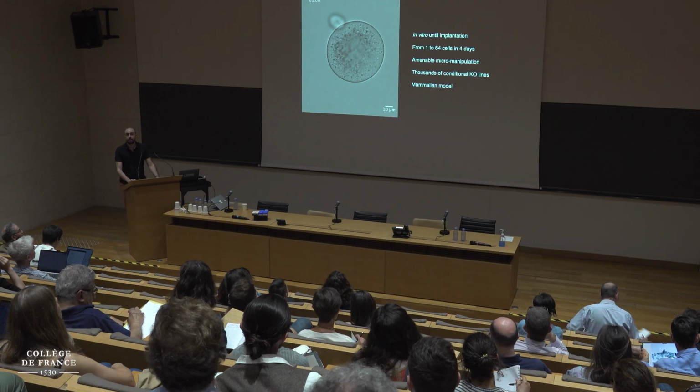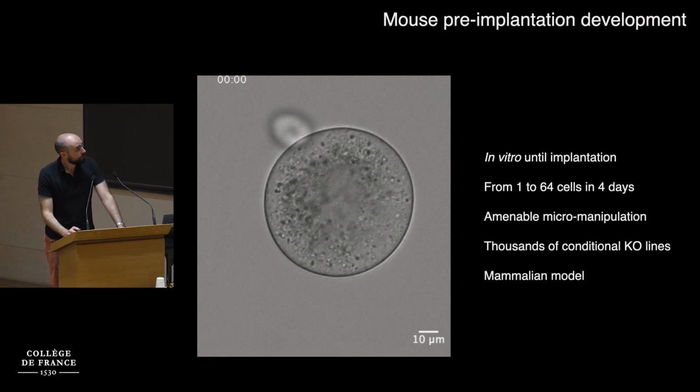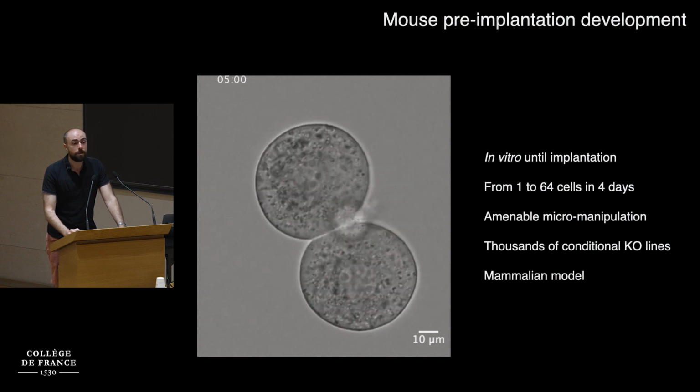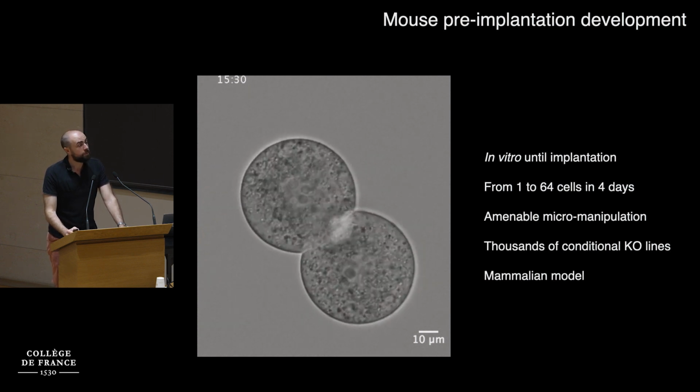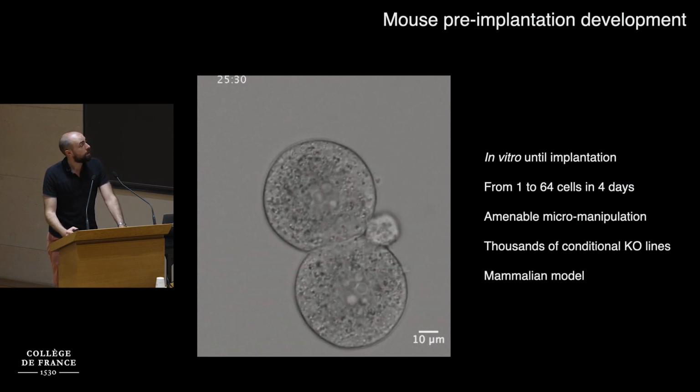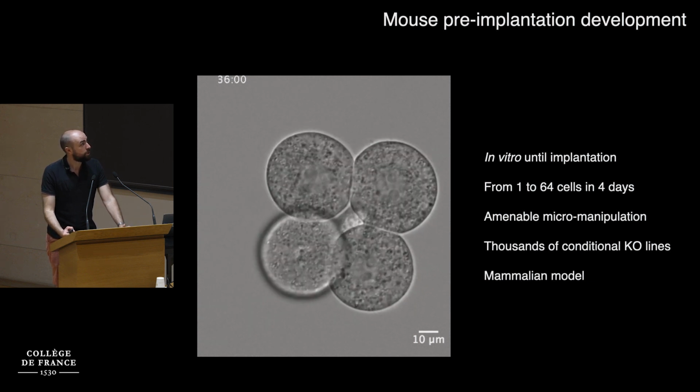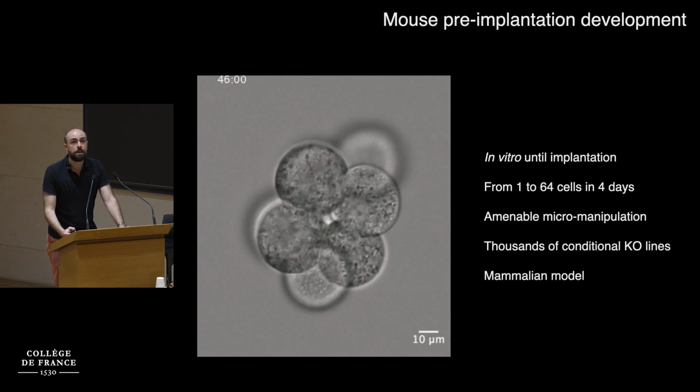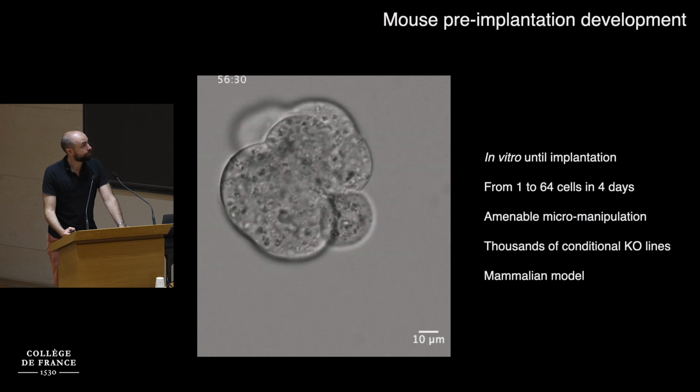So in the lab we're interested in the early development of mammals. This is a mouse embryo here at the zygote stage, and during the first few days of mammalian development, we have this unique opportunity to study live mammalian development. You can grow a mouse embryo under a microscope during the first 4 or 5 days until the embryo forms a specific structure, which is called the blastocyst, which you will see at the end of this movie.